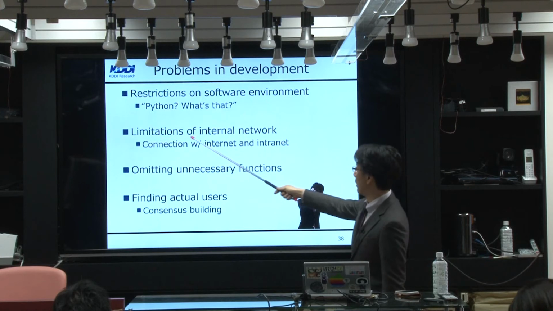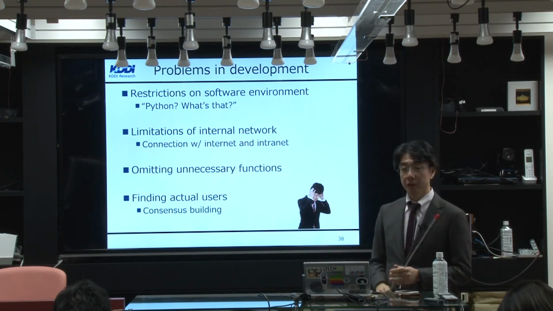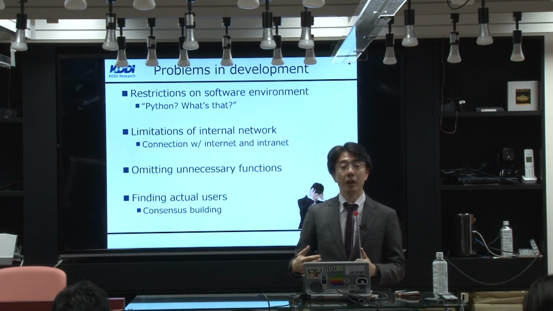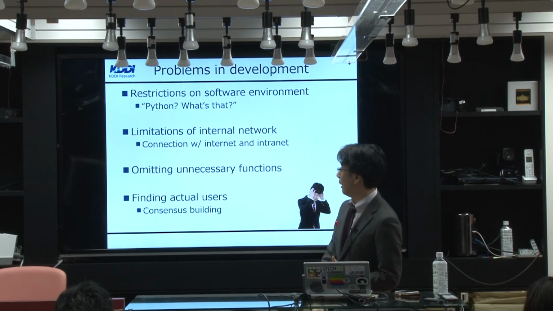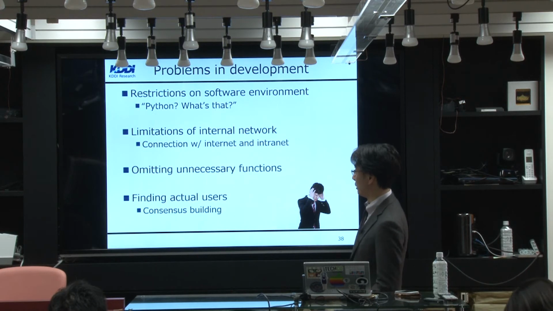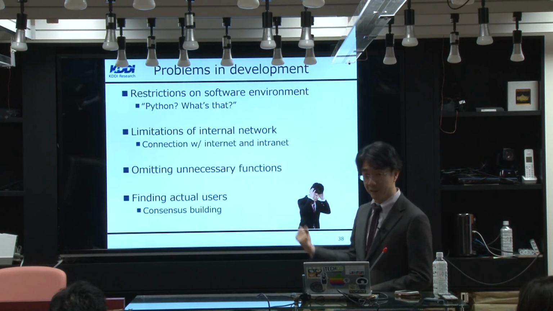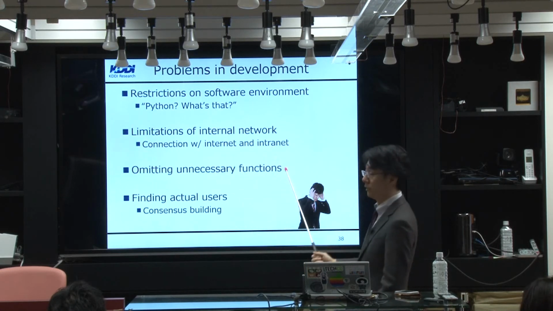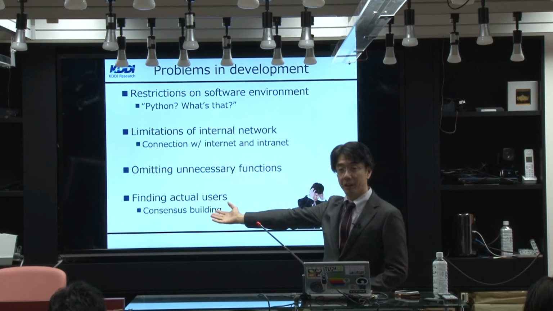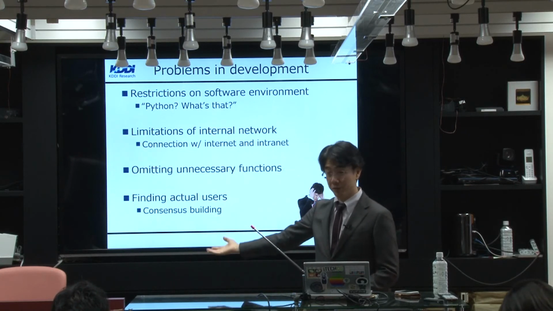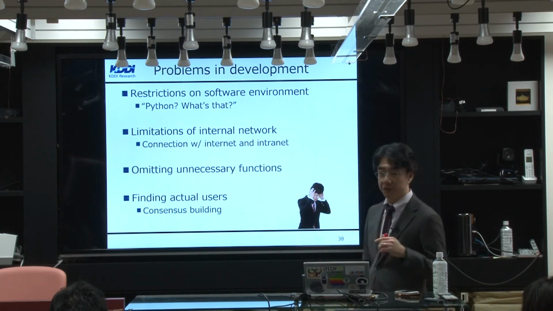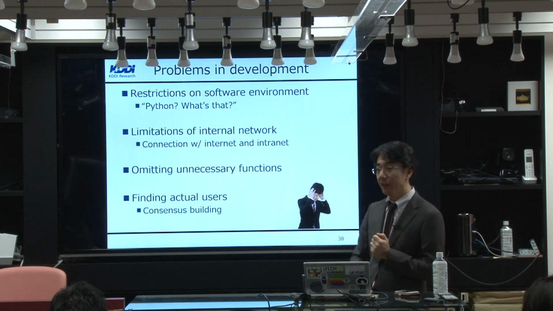There were also limitations about the internal network we were using. The network management system is entirely internal, of course, and not connected to the public. But Twitter is on the web, so in order to bring that information in, analyze it and connect it with our network analysis system, we needed to connect the internet and our intranet, which back then was something we had not done before. Also, we needed to delete a lot of functions because they didn't have the budget.